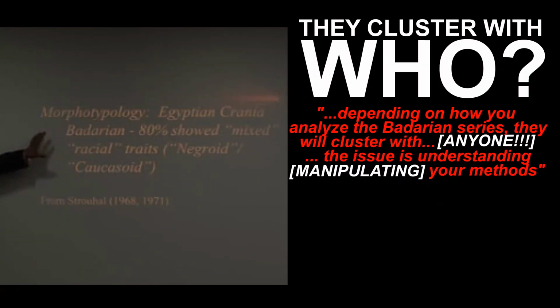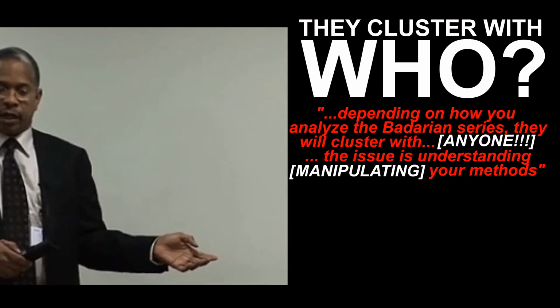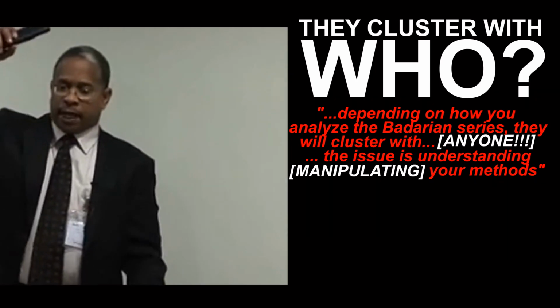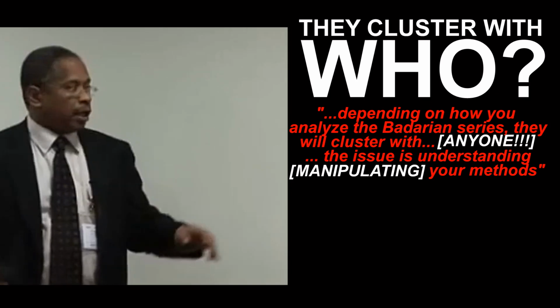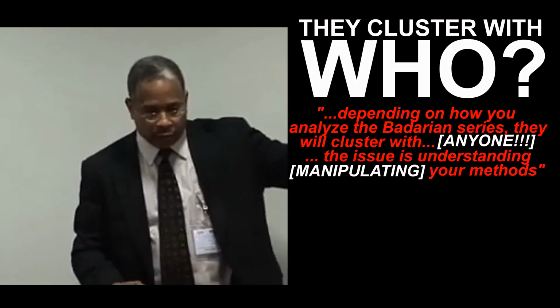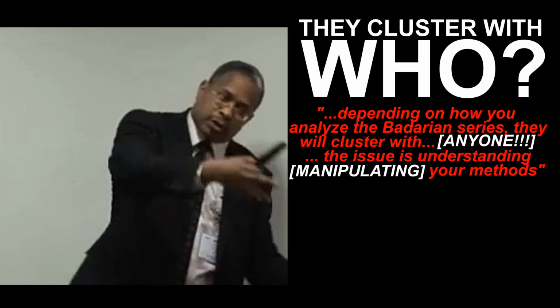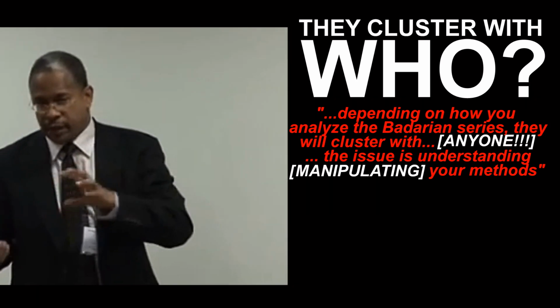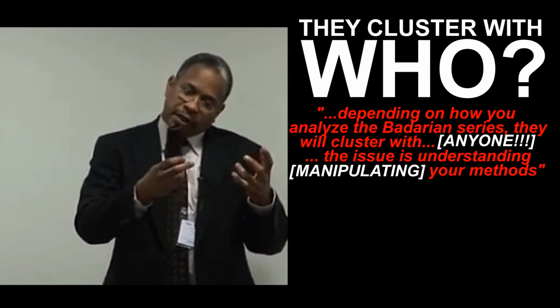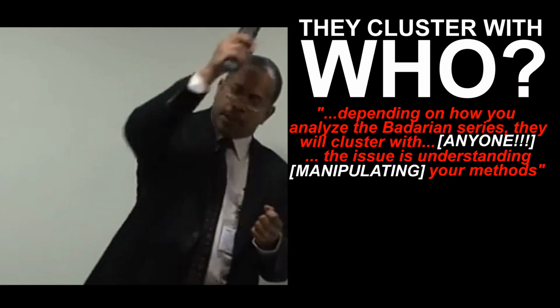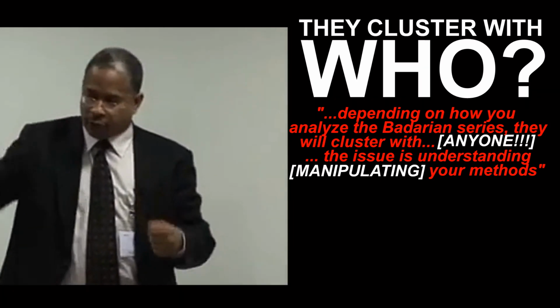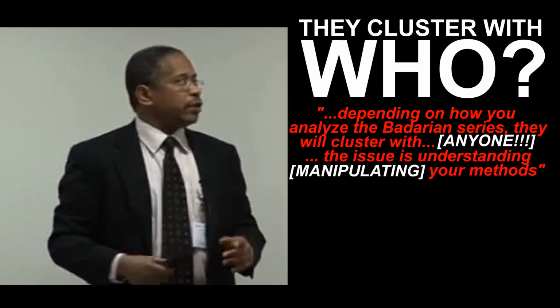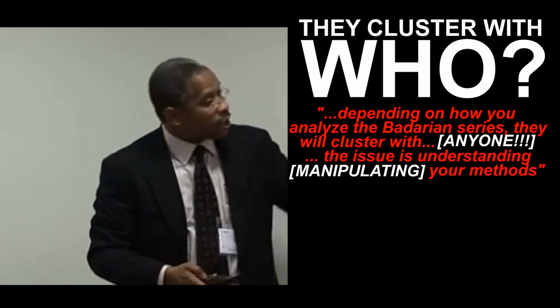Depending on how you analyze the Badarian series, they will cluster with tropical Africans, or they'll cluster with other Northeast Africans, Sub-Saharan Africans. If you use a big database and you put extreme variance in it, they'll cluster in a group with Northeast Africans, and that whole cluster will cluster with Europeans. If you use another set of variables, you'll get the Northeast Africans clustering out, and the Europeans will cluster over here, and the other Africans will cluster over there. Again, the issue is understanding your methods.